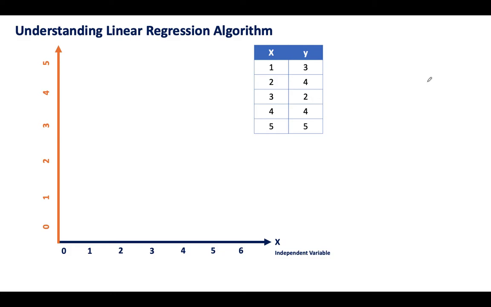Now let's plot the one. This is y, which is going to be a dependent variable on the basis of x, and x is going to be an independent variable. Now x is 1 and y is 3. That's the one point. Similarly, we have 2, 4; 3, 2; 4, 4; and 5, 5. See, x is 1 2 3 4 5 and y is 3 4 2 4 5.